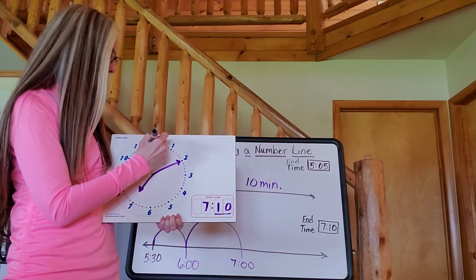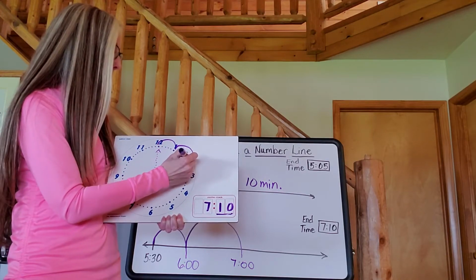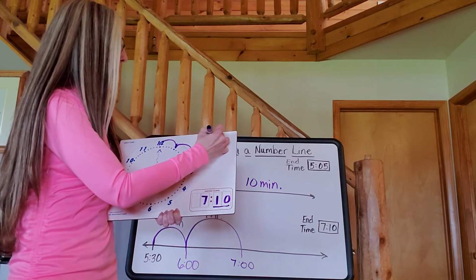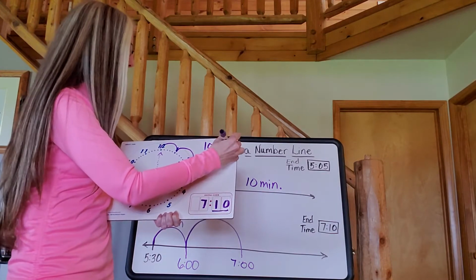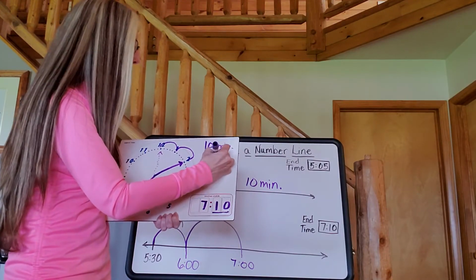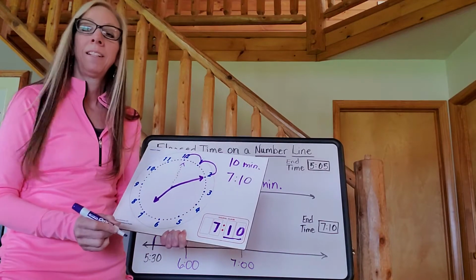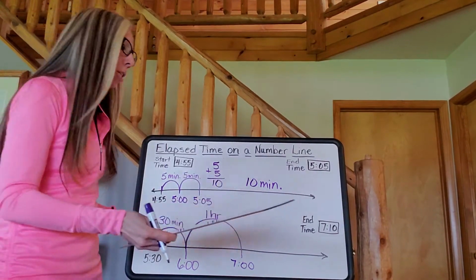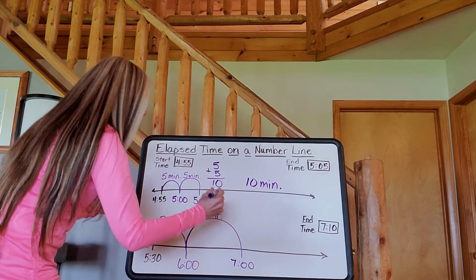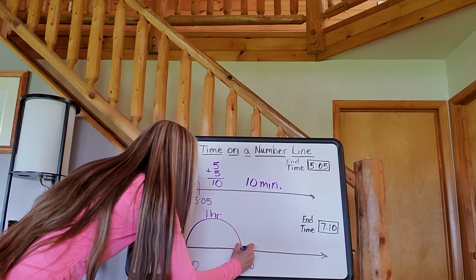We're at 7 o'clock. So now we have to go from 7 o'clock to 7:10. Let's count by fives. 5, 10. How long did it take us to get from 7 to 7:10? 10 minutes. And now we are at 7:10. Are we there? Yes, we are. But let's put it on our number line to show the whole thing. So now we have a 10-minute hop.